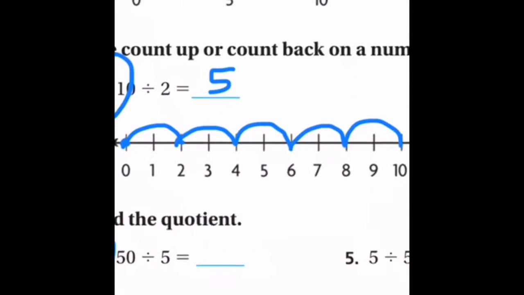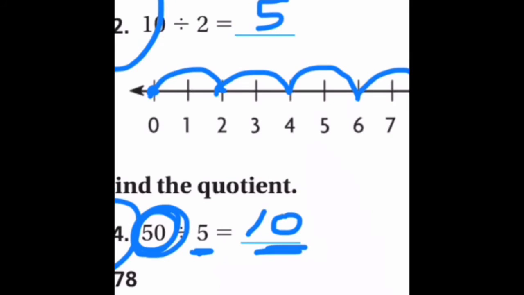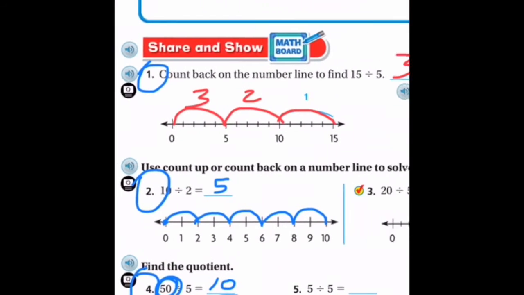Find the quotient. You can use any strategy that works for you. Skip count by 5s. You could draw the number line. You could do the 50 divided by 10 and then double the answer type of thing. 50 divided by 5 is 10. I could also use multiplication, right? 5 times something, in this case 10, equals 50. Okay? So lots of strategies there.